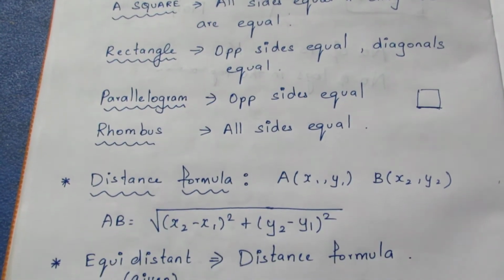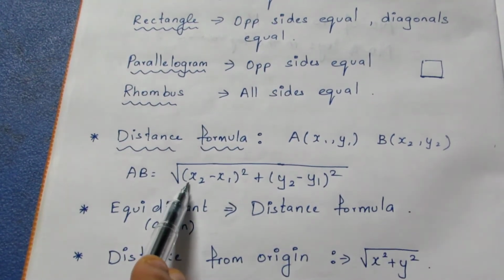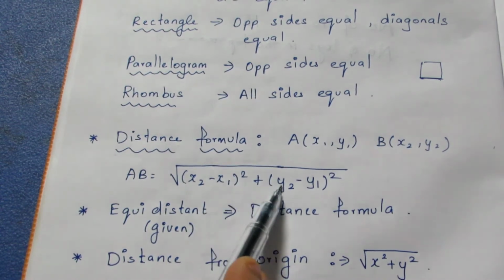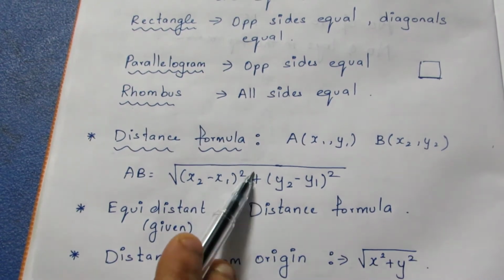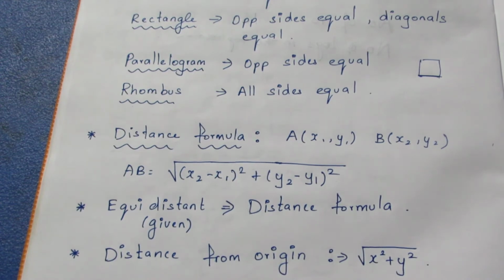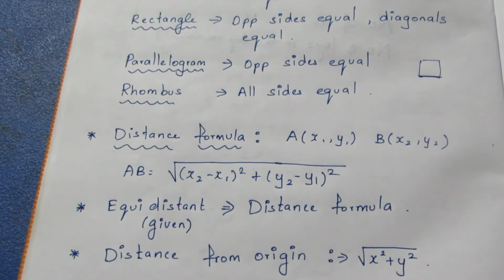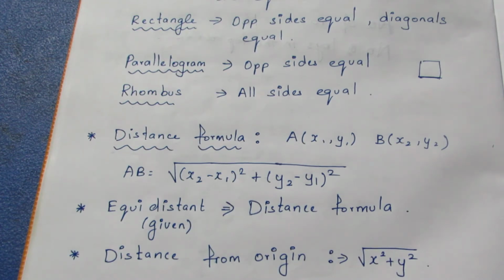The distance formula is, if A and B are given, the distance AB is equal to root of x2 minus x1 the whole square plus y2 minus y1 the whole square. It can be x1 minus x2 the whole square plus y1 minus y2 the whole square also. As it is squared, the negative sign will go off, so no need to worry. So distance formula is very important for the first exercise and all. You will go with the distance formula.